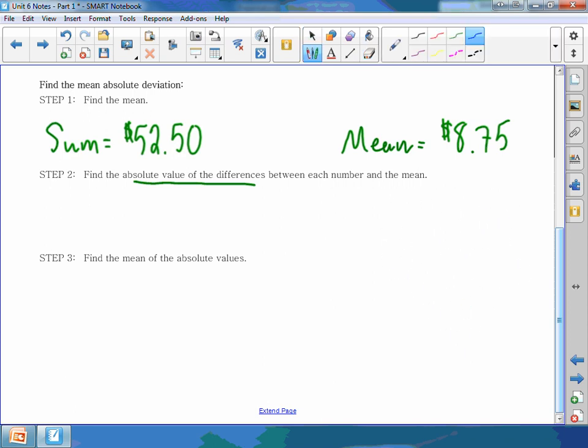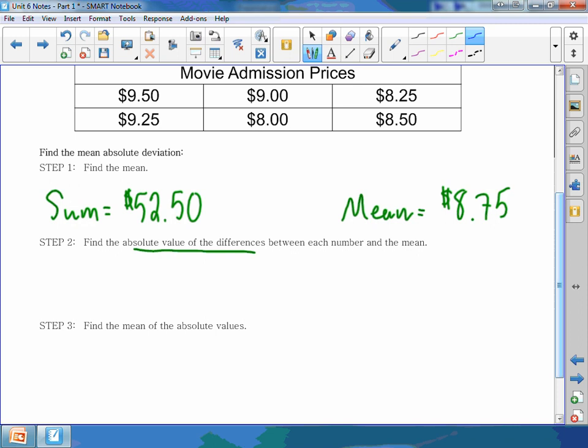So in this step here, we want to find the sum of the differences, okay? So go to each data point. For instance, you're comparing 9.50 back to this mean value, and then you go to 9, and then you get the sum of those 6 values.